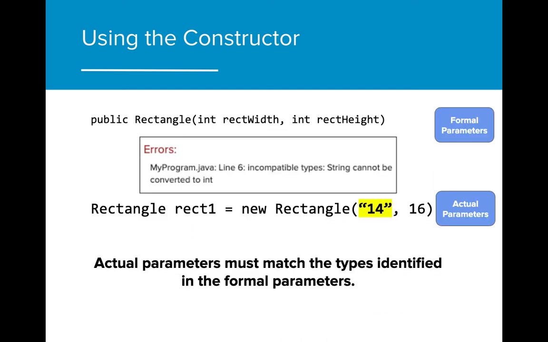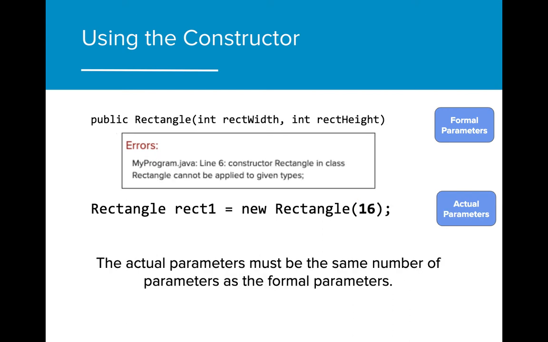The actual parameters that are input into the constructor must match the types that are declared for the formal parameters. In this case, because 14 is wrapped in quotations, it is actually a string data type. The program throws an error because the actual parameter 14 that is input to the constructor doesn't match the expected input. If the types do not match exactly, then there will be an error in the program. The actual parameters that are input into the constructor must also match the total number of parameters that are found in the constructor. Otherwise, there will be an error.